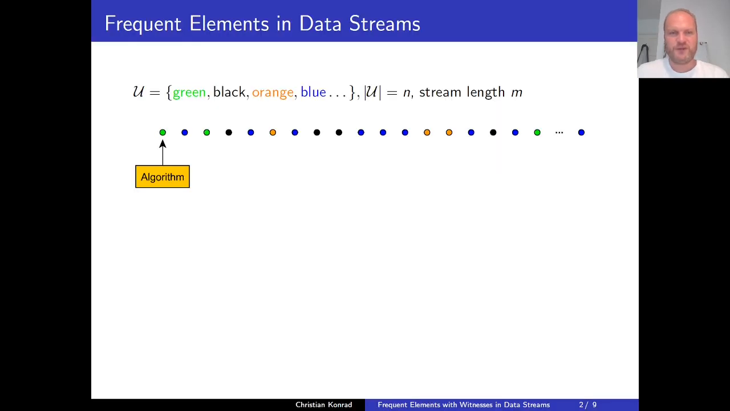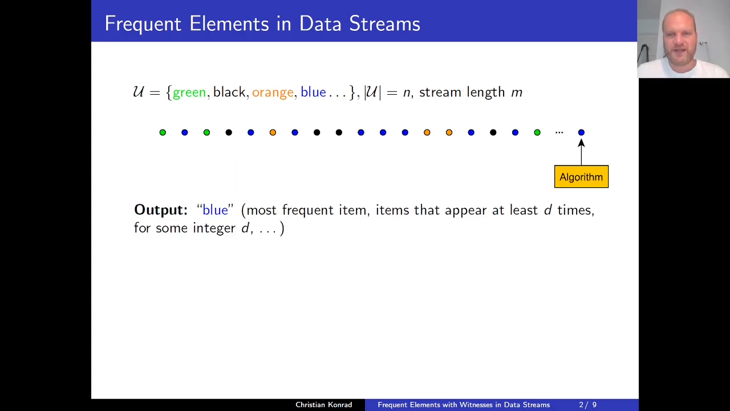In the traditional frequent elements problem in data streams, we're given a universe of size n. In this example, we have a universe of different colors and we have a stream of length m. An algorithm sees these items one by one. So for example, first it sees a green item, then a blue item, another green item.